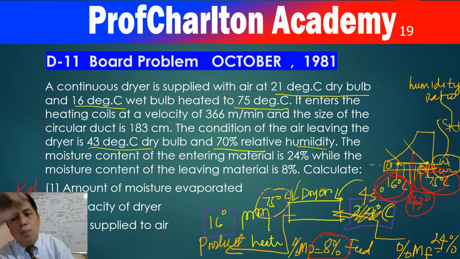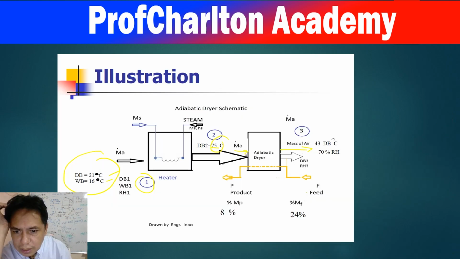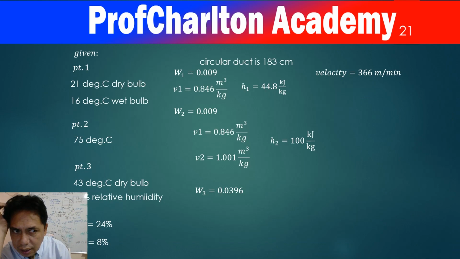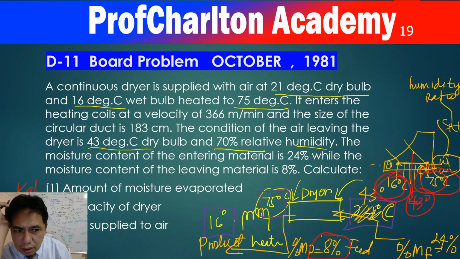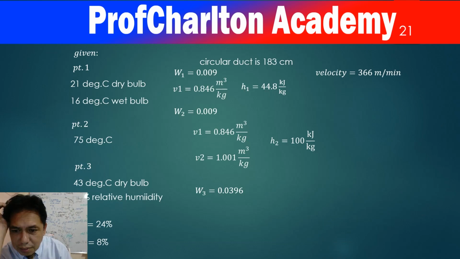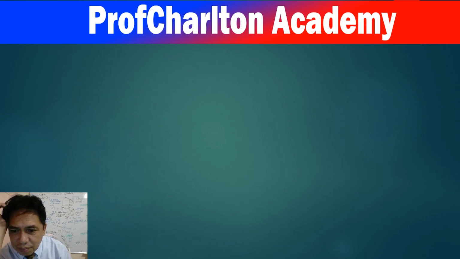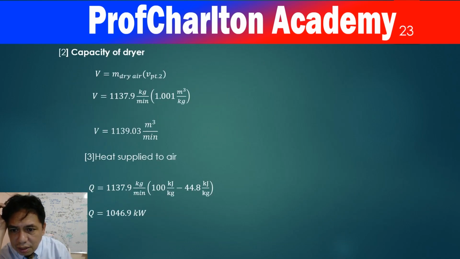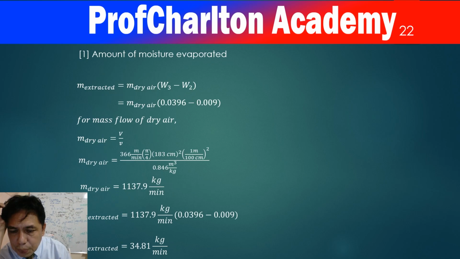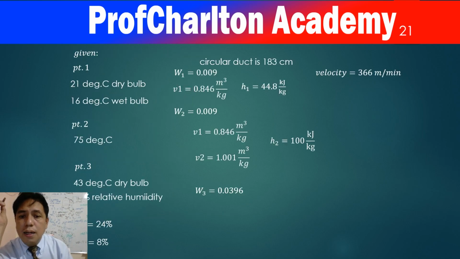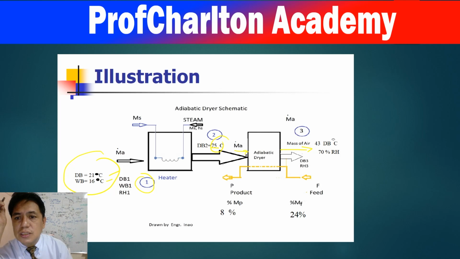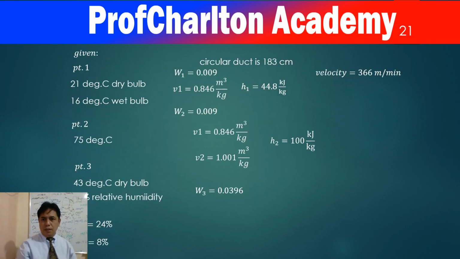Then heat supplied to the air, so it's also heat. So what is the heat supplied to the air so that it can evaporate that amount, or it can dry that kind of quality, wherein from 24% it becomes 8% of the moisture, right? So first, let us focus here on this thing.